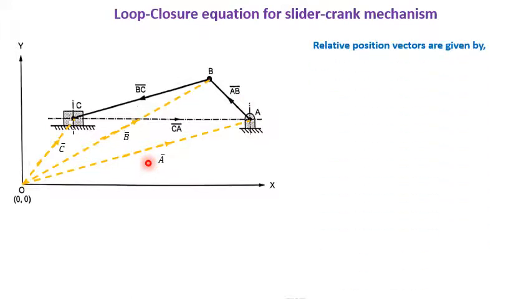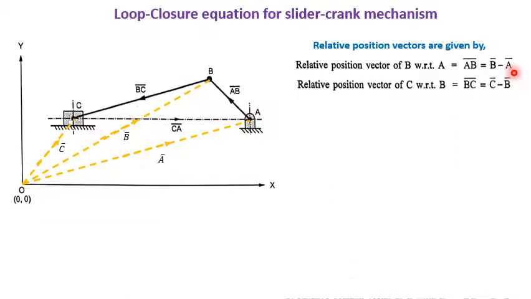Now we have to find the relative position vector, because these are the absolute position vectors. So relative position vector of B with respect to A is nothing but B vector minus A vector. For the second link, relative position vector of C with respect to B is nothing but C vector minus B vector. Similarly for the last one, AC, the relative position vector of A with respect to C is nothing but A vector minus C vector.